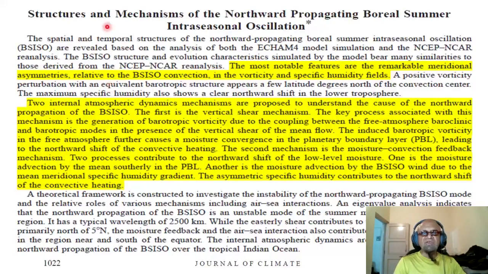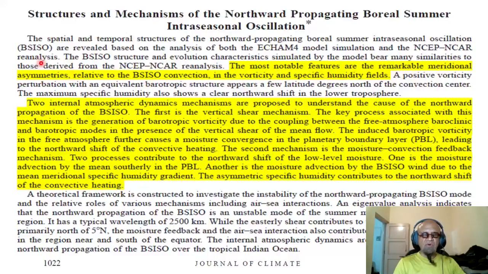This older paper on structures and mechanisms of the northward propagating boreal summer intraseasonal oscillation was by Jiang, Tim Li, and Bin Wang. And they basically talked about the vertical shear. The spatial and temporal structures of the northward propagating boreal summer intraseasonal oscillations are revealed based on the analysis of the ECHAM4 model simulation and the NCEP and CARV analysis.